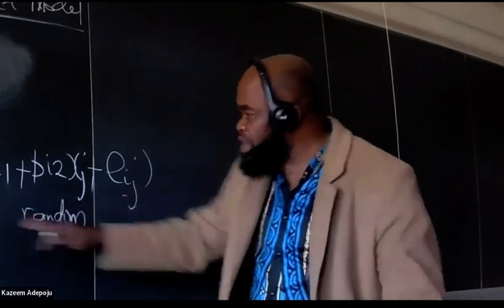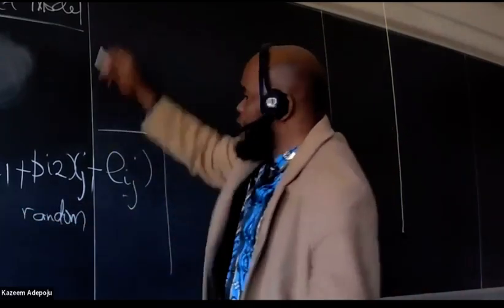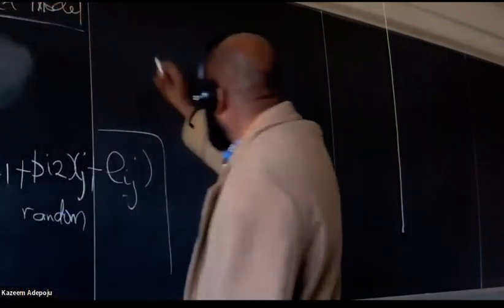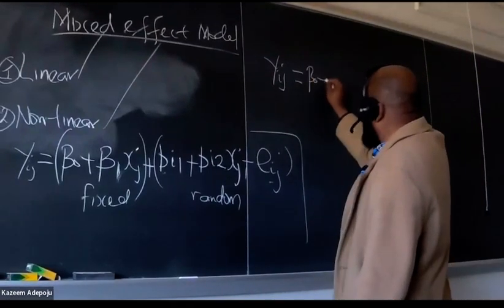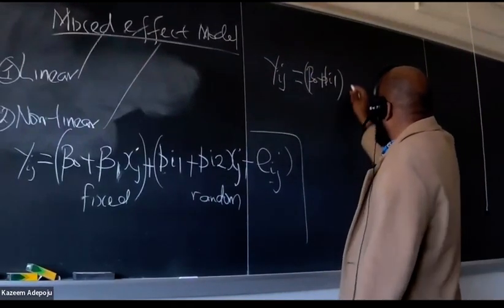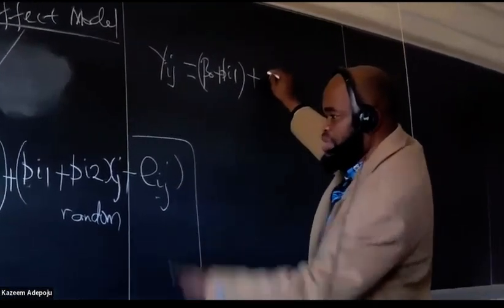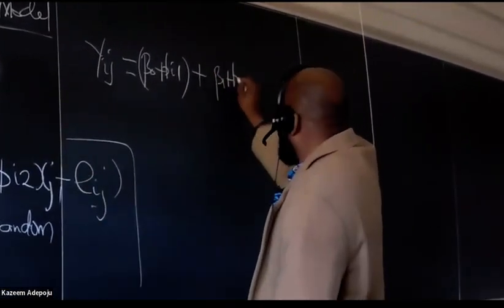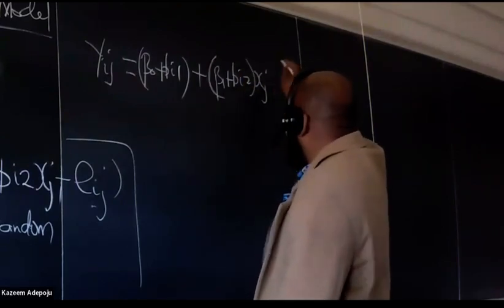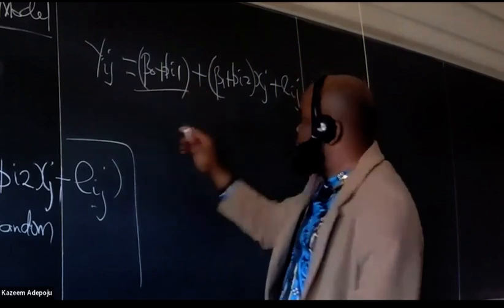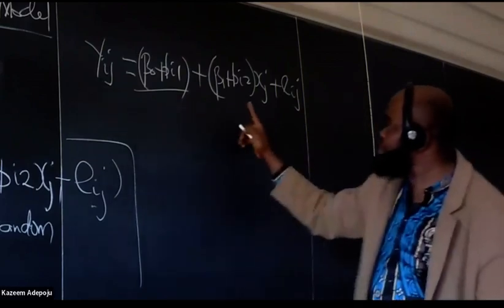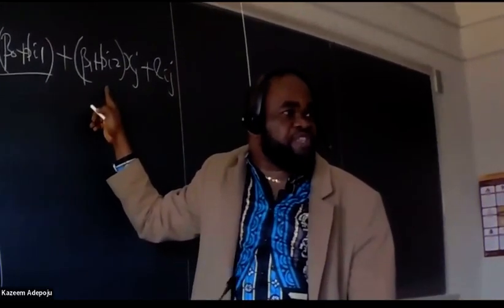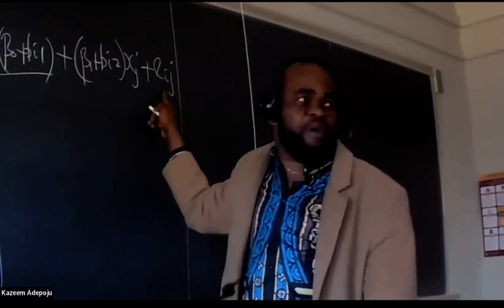Now, if you take a look at what I have here, if this is Y_ij, and I want to rewrite this, I'm going to have this plus b_i1 plus b_i2 S_j plus e_ij, where this is a combination of the intercept, both fixed and random. And this is a combination of the slope, both fixed and random. And this is the error part, the random part, the conventional error in the model.